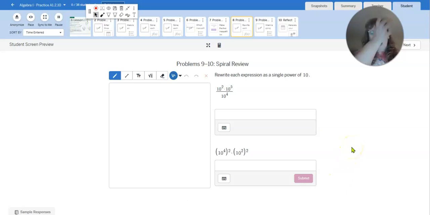Rewrite each expression as a single power of 10. Okay, so we have, actually I'm going to pause the video and we'll do this in part 2 because I don't want to rush us and we only have a few seconds left. So come back for part 2 for the 2 spiral review slides.